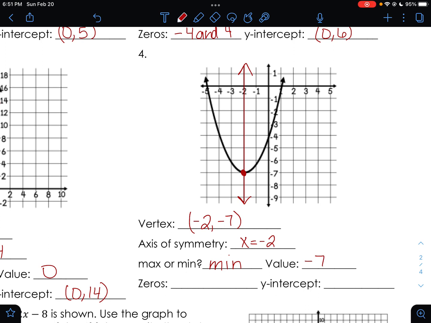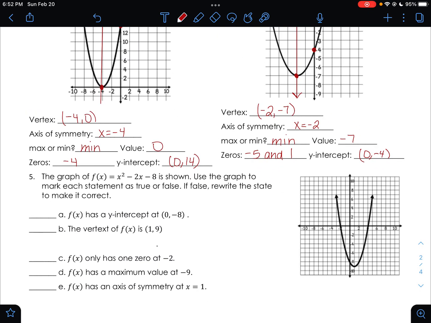So notice how the axis of symmetry is the x value, and then the min or max value is the y value. Zeros: this is crossing the x-axis at 2 different locations. So my zeros are at -5 and 1. It has a y-intercept at -4, so we write it 0, -4. Okay.